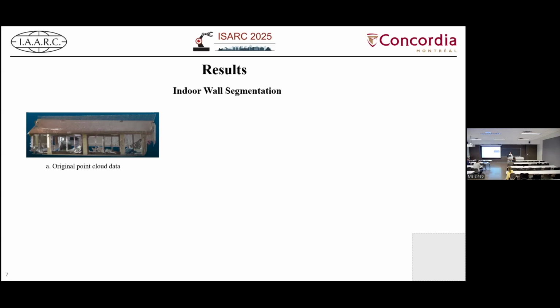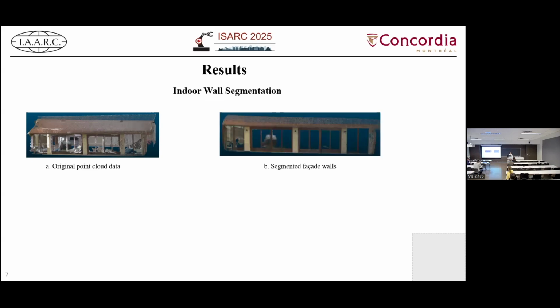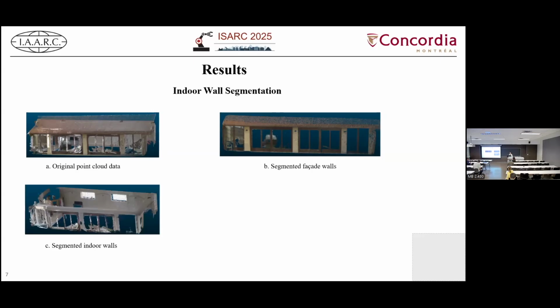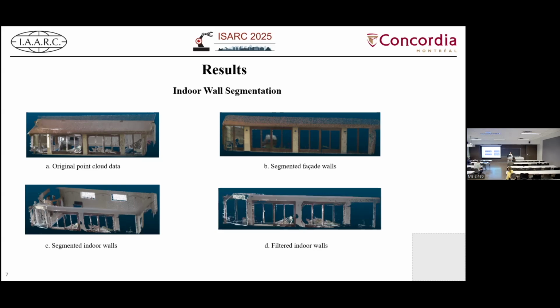And this is the original indoor point cloud data. And this is the segmented facade walls. We did the segmentation of the indoor walls, and then we used the facade data to select the walls that correspond to the facade walls. The selection is based on the normal vectors and the position location to do the matching. And this is filtered to the indoor walls that will be used for further processing.